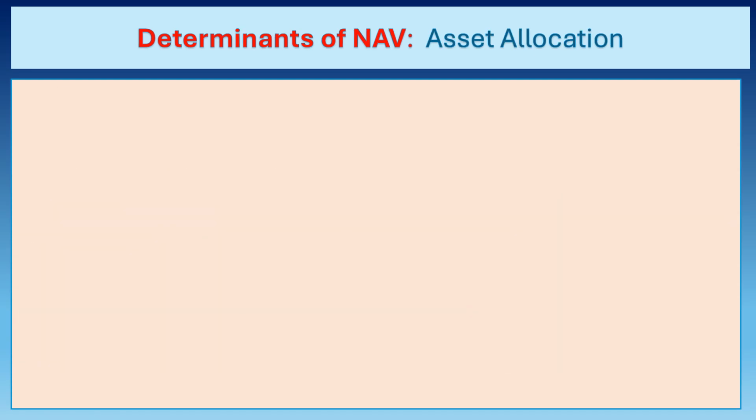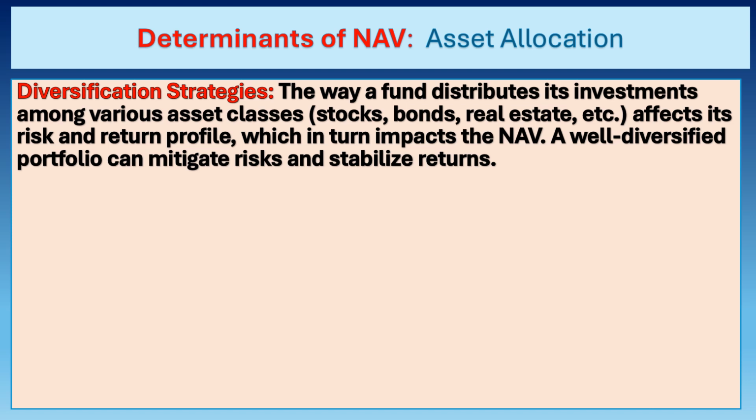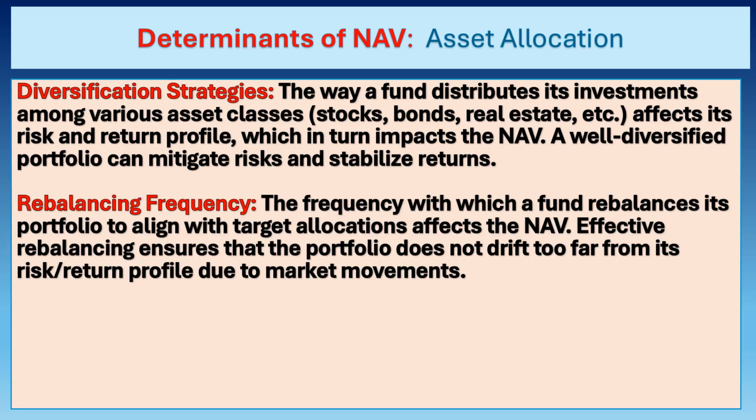Asset allocation. Diversification strategies. The way a fund distributes its investments among various asset classes, stocks, bonds, and real estate, etc., affects its risk and return profile, which in turn impacts the NAV. A well-diversified portfolio can mitigate risk and stabilize returns.